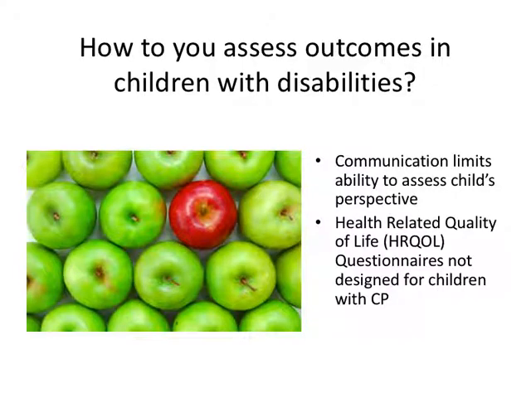And really the crux of this argument and challenge is, how do you assess a child with disabilities? There's an adage that says if you've met one child with CP, you've met one child with CP, right? Which is that every child is very unique. And one of the challenges in some of the more severely involved children is communication really limits our ability to get primary outcome data from the children themselves. And so many of these health quality of life questionnaires are really not designed for children with CP.